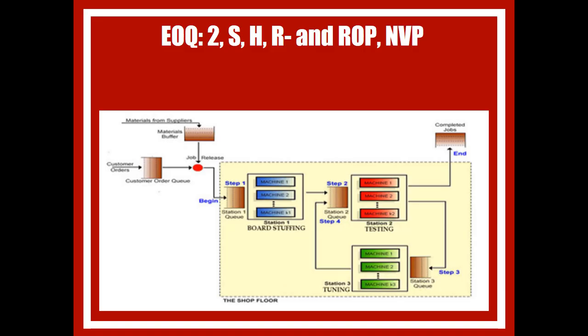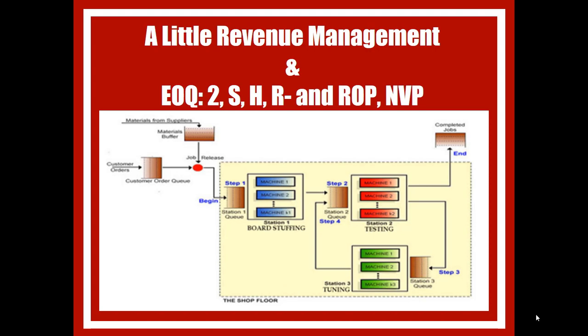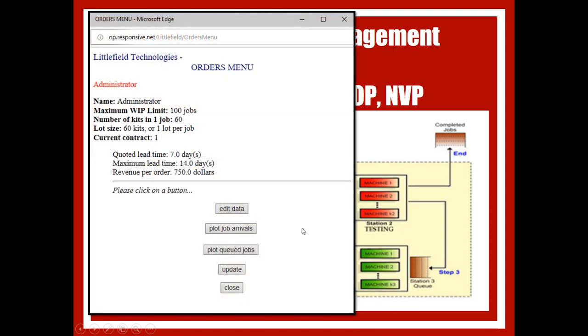Students should answer many questions. And then we go to inventory. Let's move a little bit forward and talk about revenue management and then EOQ, ROP, and the newsvendor problem. First, click here to have some idea about my orders.